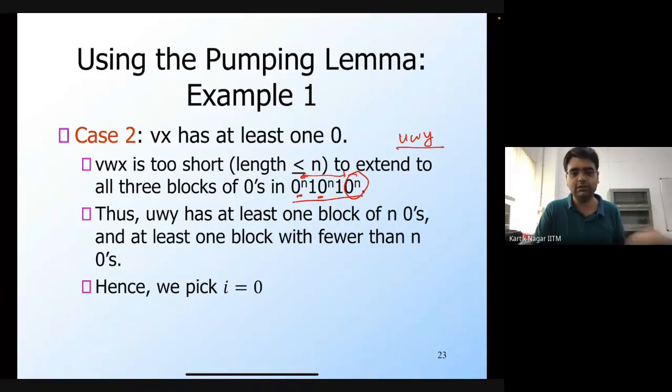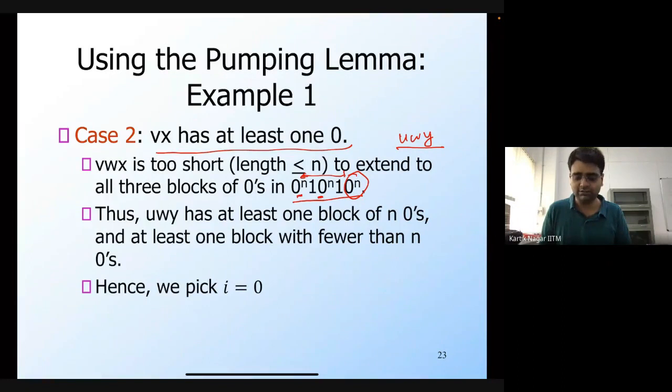So I would have removed at least one 0, and I remember I have assumed that vx is at least one 0, right? So again, I have one block with n zeros, and at least one block which has less than n zeros. Therefore the resulting string is again not in the language, right?